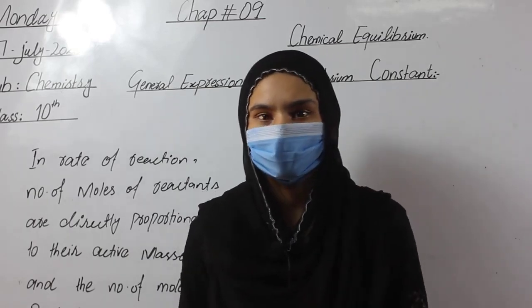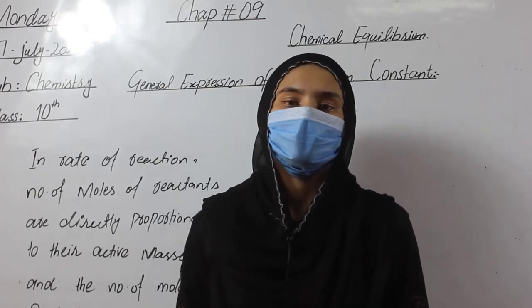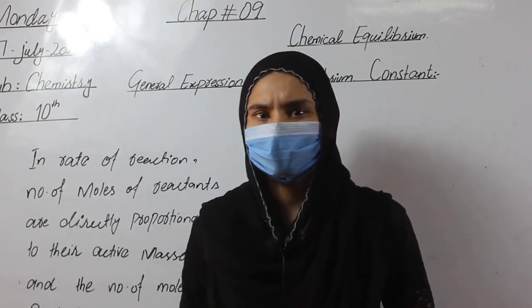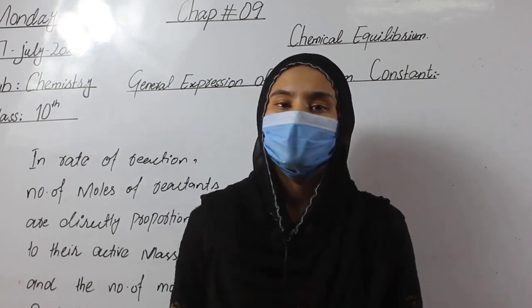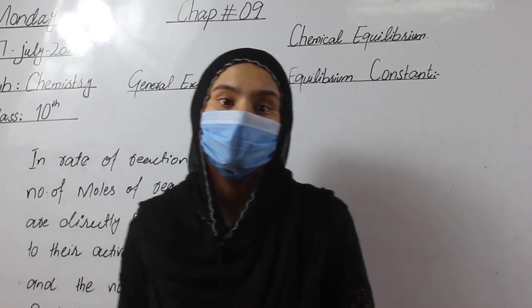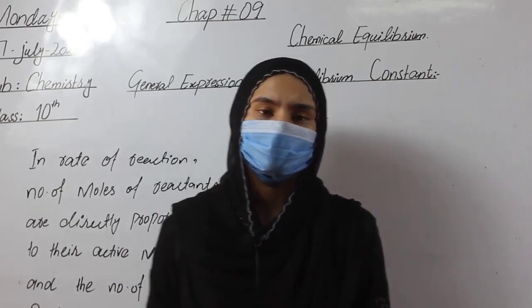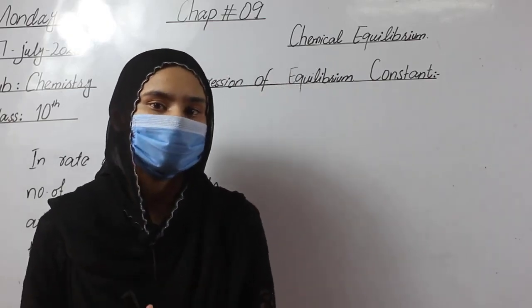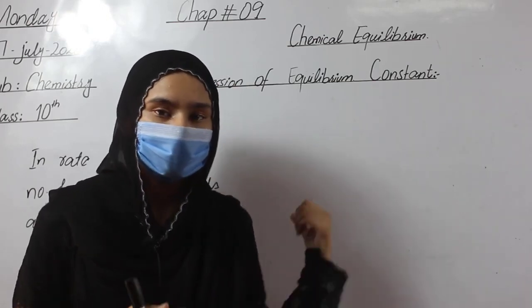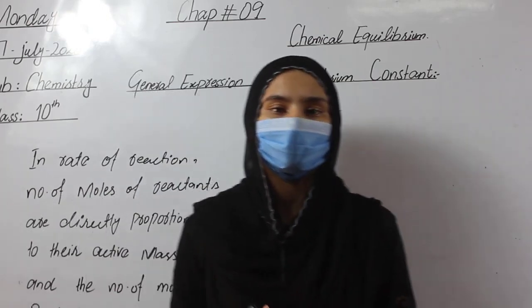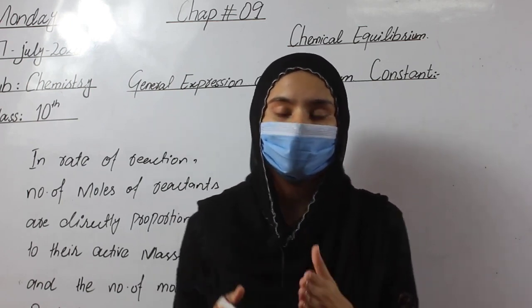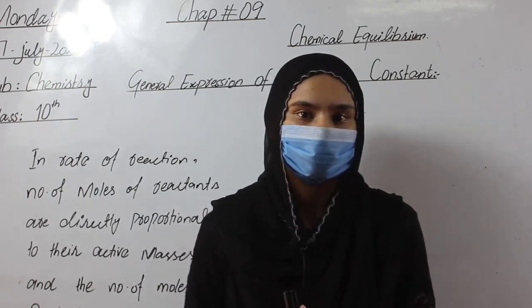Of class 10 chapter number 9, that is chemical equilibrium. The topic of this discussion is the general expression for the equilibrium constant. If you remember, in the previous lecture we discussed the law of mass action. Basically, the general expression for chemical equilibrium is the practical example of the law of mass action.